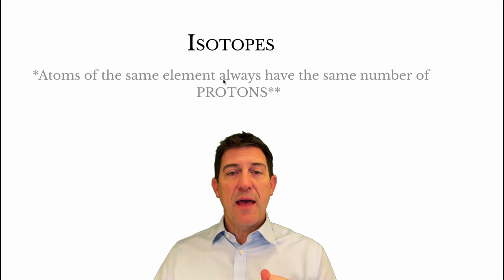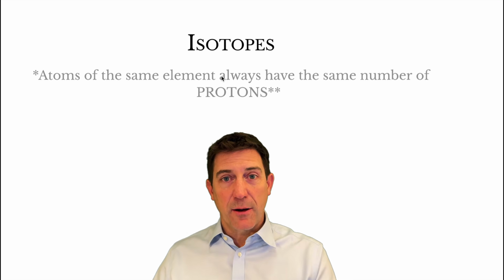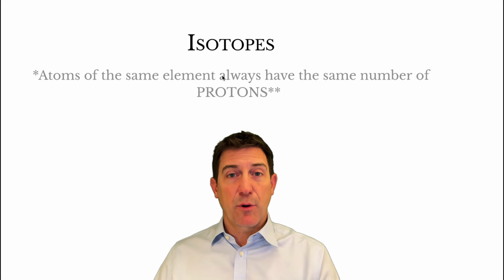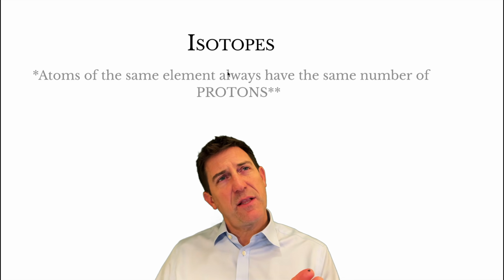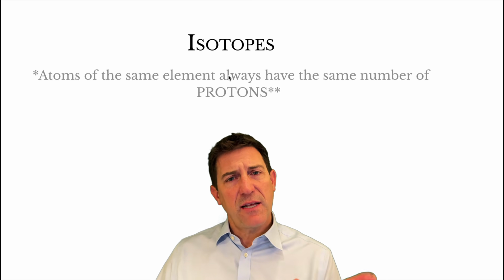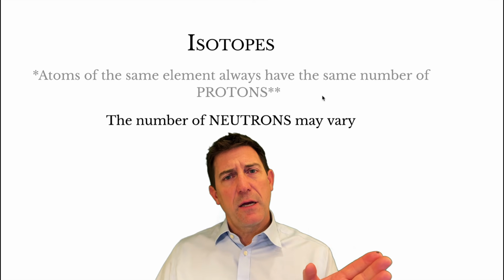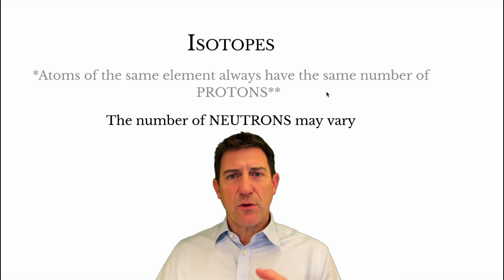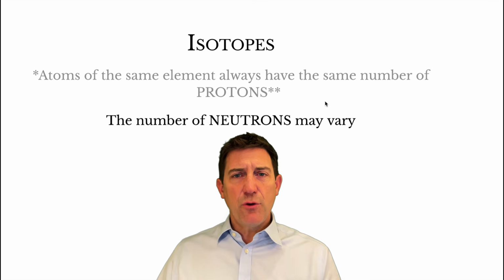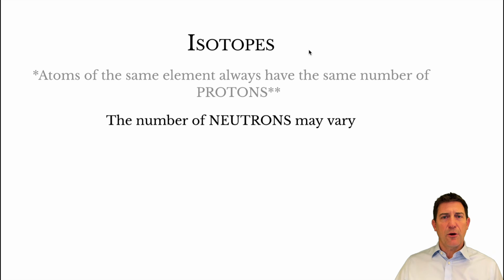Here's my disclaimer. Atoms of the same element always have the same number of protons. So let's go back to carbon. Carbon always has 6 protons. We did find out that the electrons can vary and it can still be carbon. That's fine. But the number of neutrons can also vary. And if the number of neutrons vary, it's called an isotope.